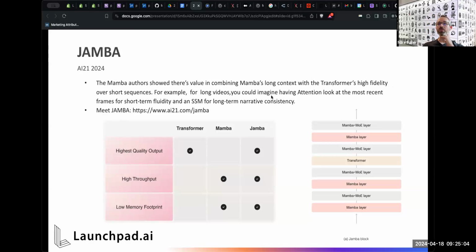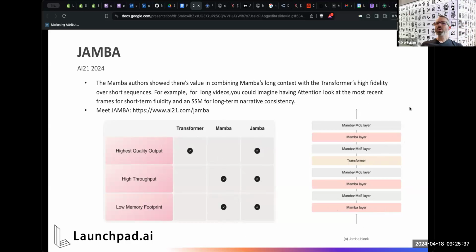For example, for long videos, you could imagine having attention look at the most recent frames for short-term fluidity, and then the Mamba module for the long-term narrative consistency. So here's a nice comparison: with the transformer you get the highest quality output, but with Mamba you get the highest throughput and the lowest memory footprint. And with Jamba, they've hybridized these models. A Jamba block looks like a Mamba layer, then a Mamba plus MoE, a bunch of those layers plus transformer layers in there as well. So you get the benefit of both of these approaches.